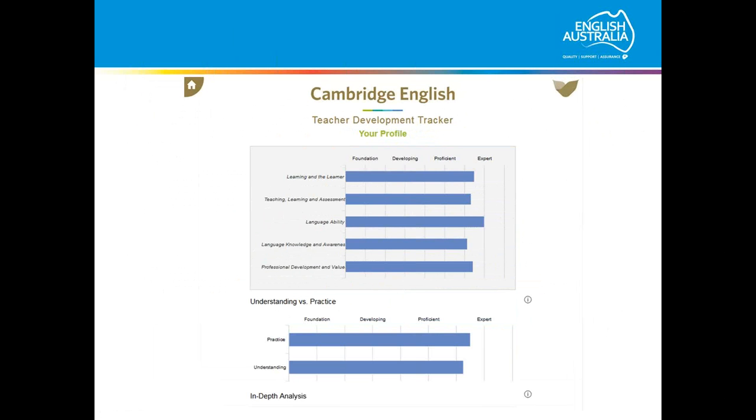At the end of it, you get your own profile, and it looks at these 5 different categories and shows where you are on the Cambridge scale, which is not that different to what we've used here for English Australia. There is also an opportunity to drill down further into each section and look at the various things that make up, say, learning and the learner, and see where you are in relation to each.